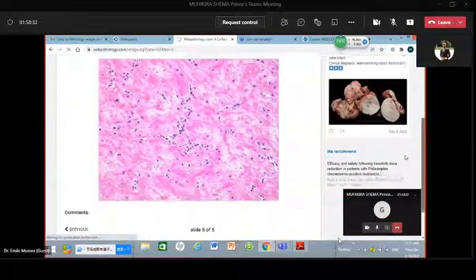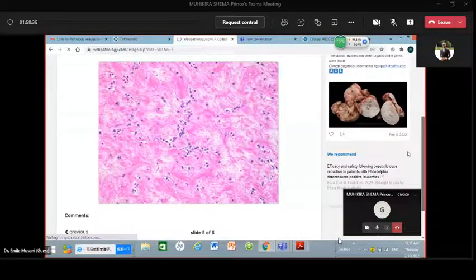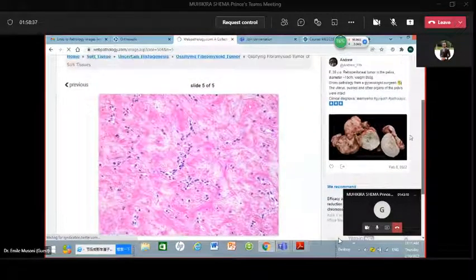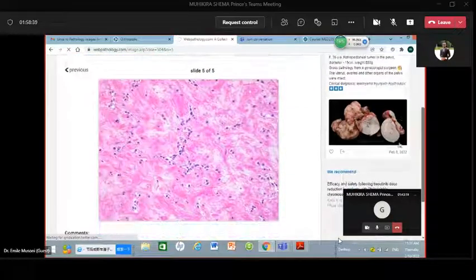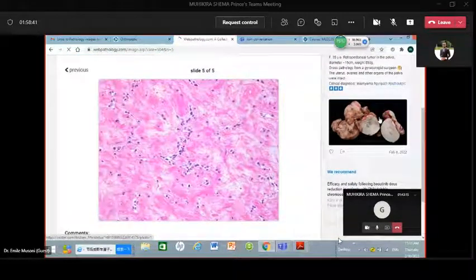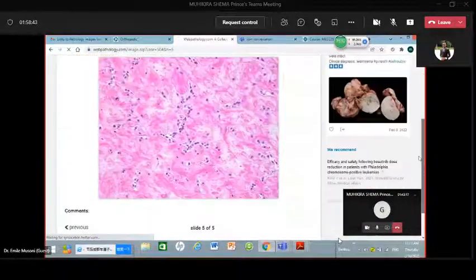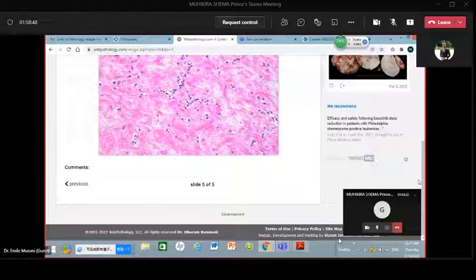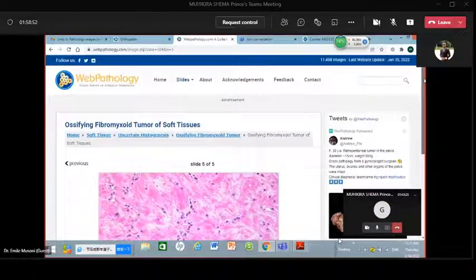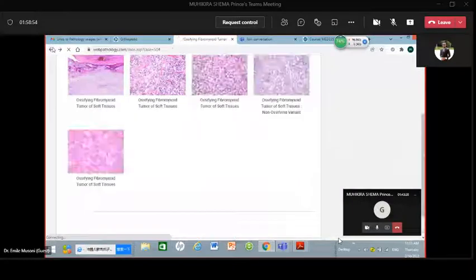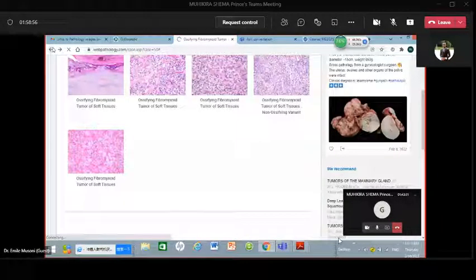So in summary, what you must know, soft tissue tumors can be found in any part of the body, either in the oral cavity, skin, GIT, everywhere. And the diagnosis is made by histology.